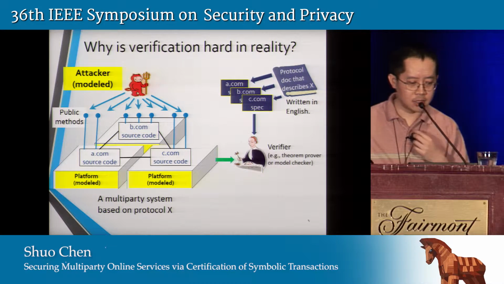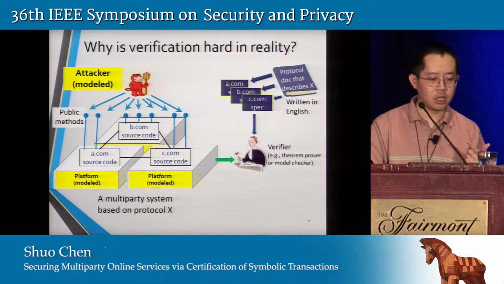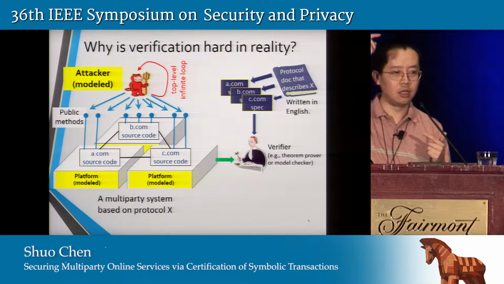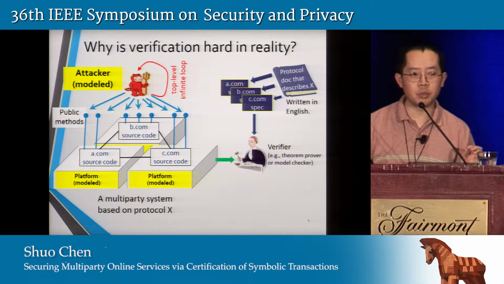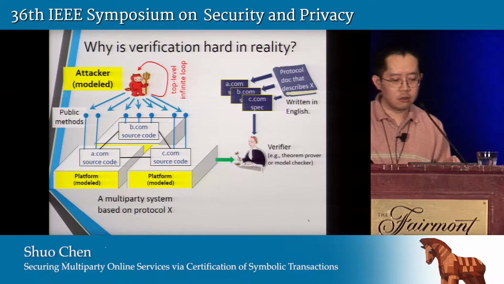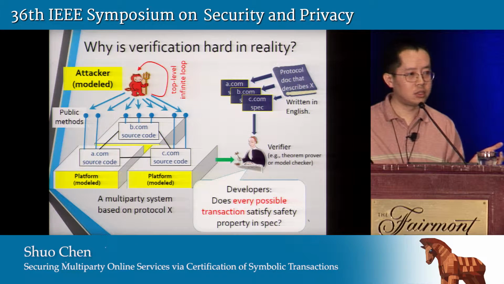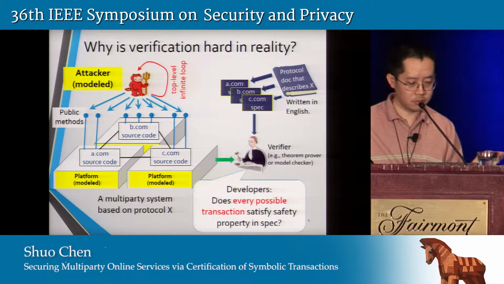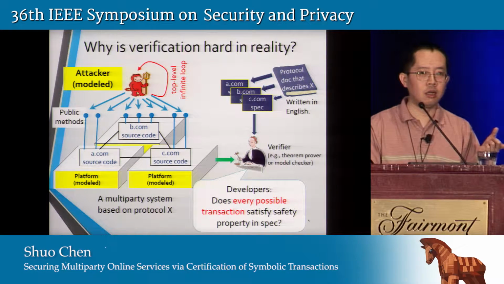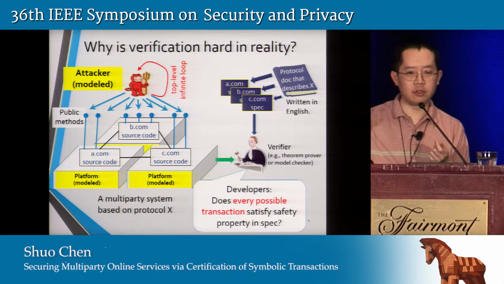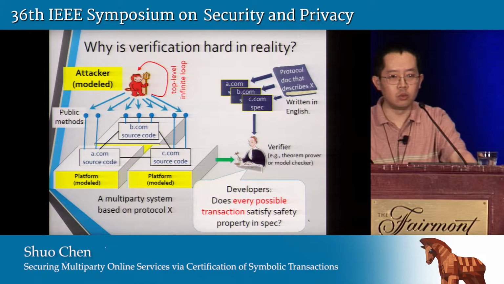Now, the third hurdle is that even after the modeling, the proof itself is still very challenging, because the attacker is essentially a top-level loop that interacts with the system. So we are talking about an infinite state space here. At the end, the developers need to convince the verifier that every possible transaction satisfies the safety property. And this kind of proof has to be inductive, which requires a very complicated loop invariant to be derived from the source code, which is very, very difficult, especially for real-world code.